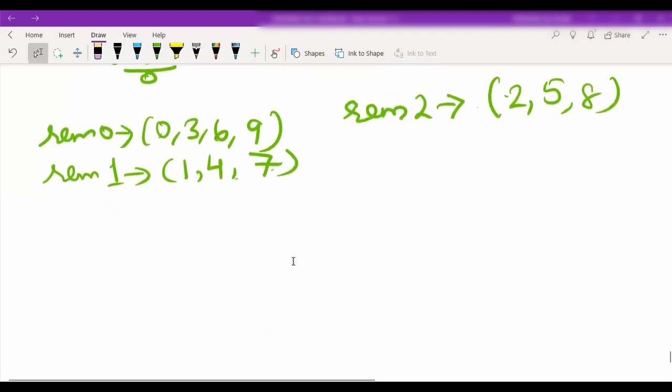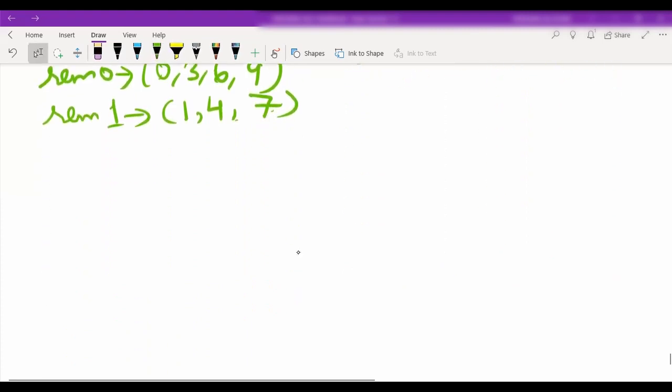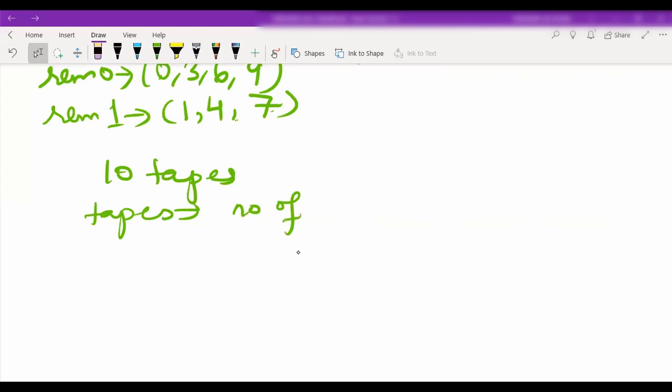So now what we are going to do, instead of considering 10 tapes, we are going to have the tapes based on the number of sets that we have designed. So how many sets we have designed? We have designed 3 sets.